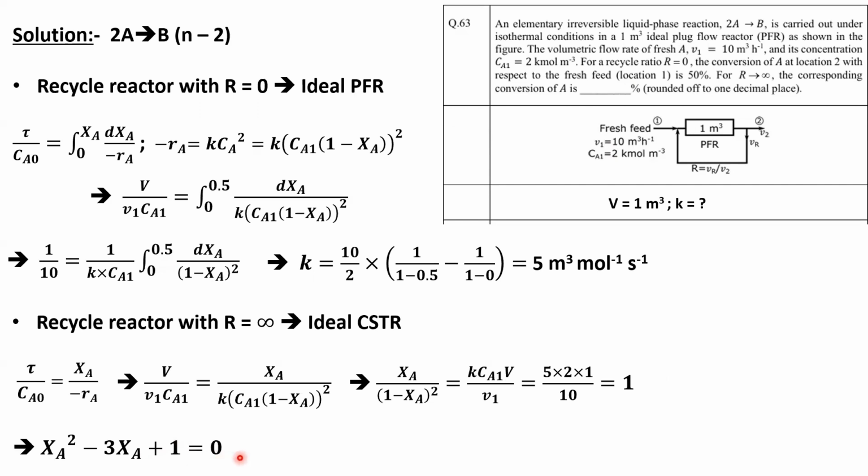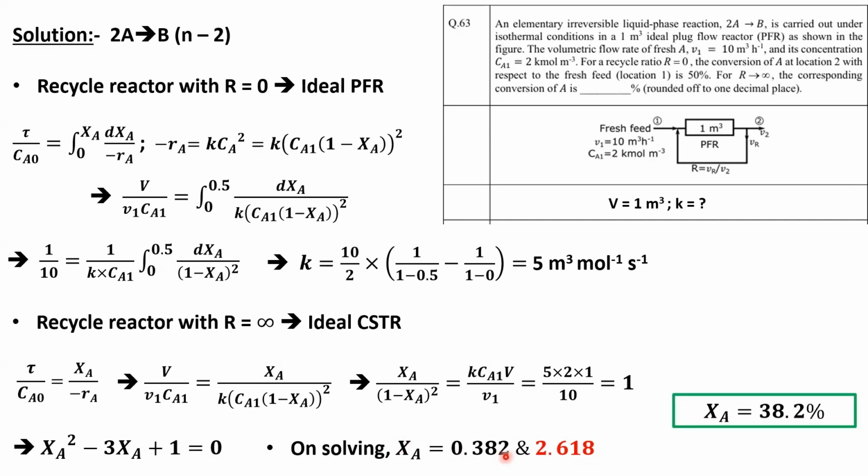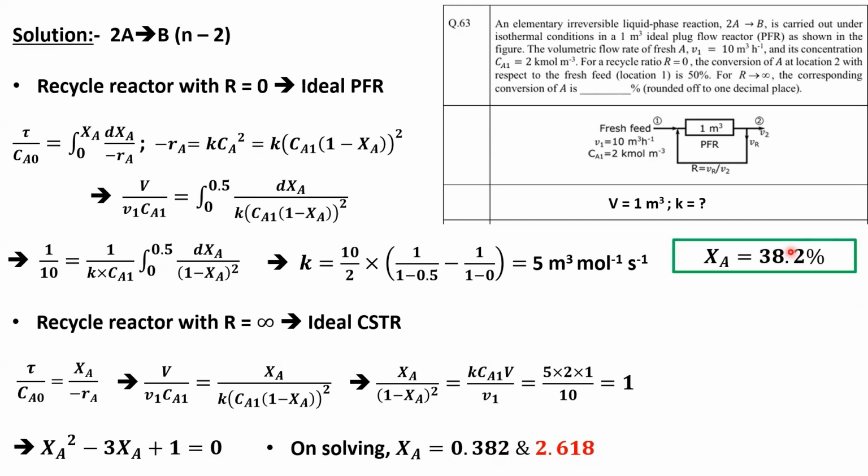So the roots of this quadratic equation will be 0.382 and 2.618. So 2.618 is impractical. Conversion cannot be more, Xa cannot be more than 1. So hence the right answer to the conversion will be 0.382. So in terms of percentage, the conversion will be 38.2%. So hence the right solution to this question is 38.2.